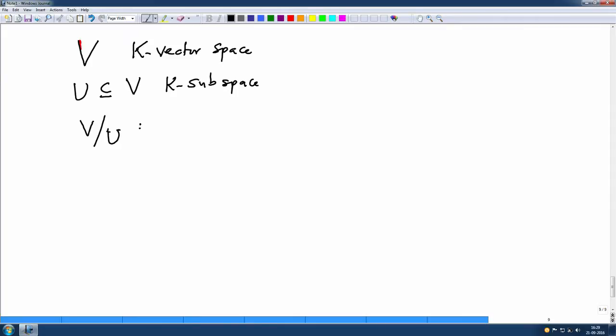The elements of this are precisely the cosets of U as an additive subgroup of V. So that is x plus U, and this x plus U I will write as x bar, and now x is varying in V. Note that some of them may be equal, because if the difference belongs to U, then x bar equals y bar.